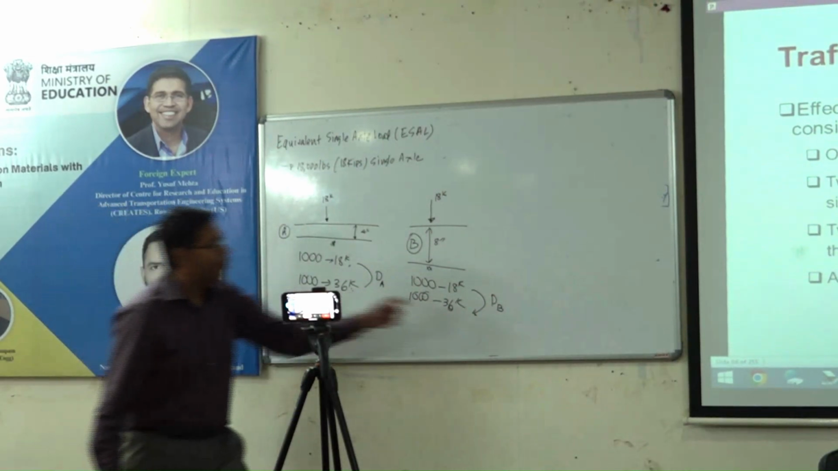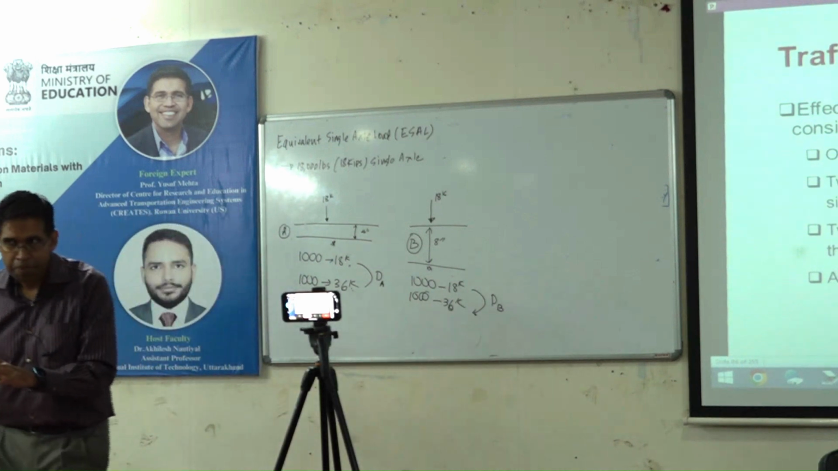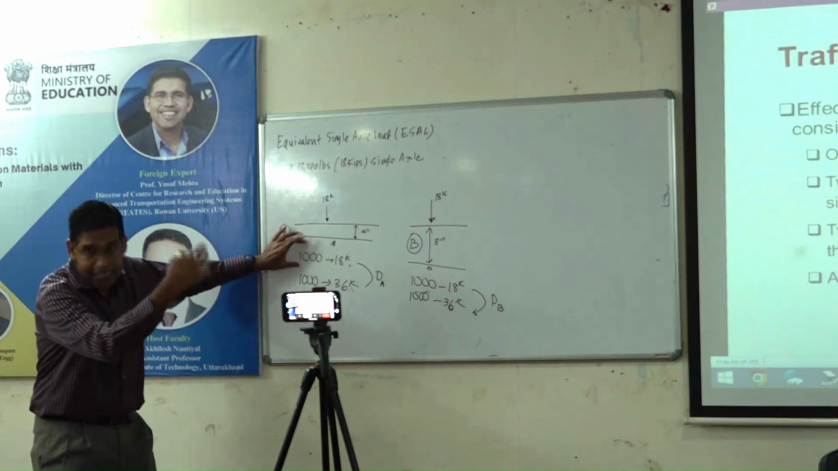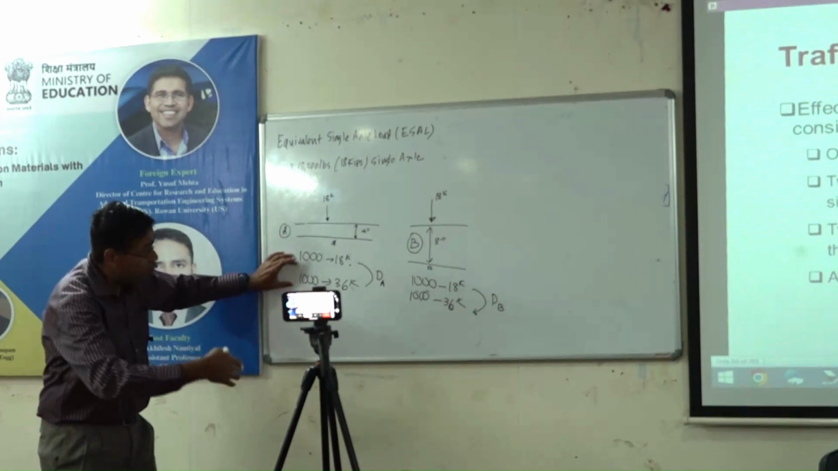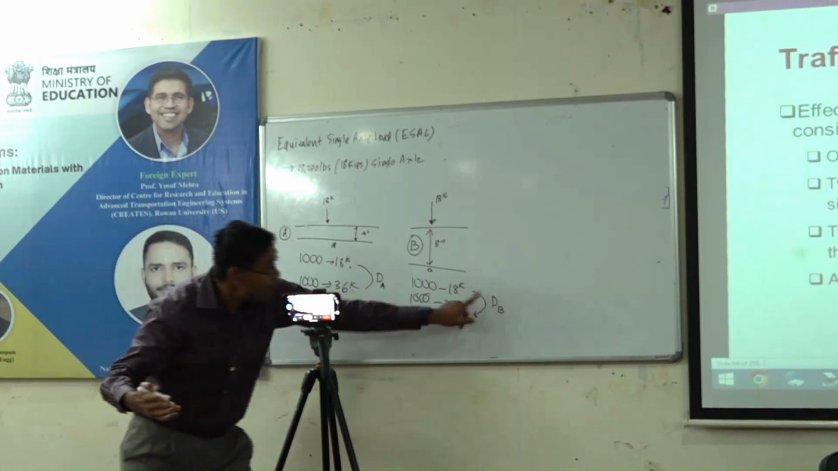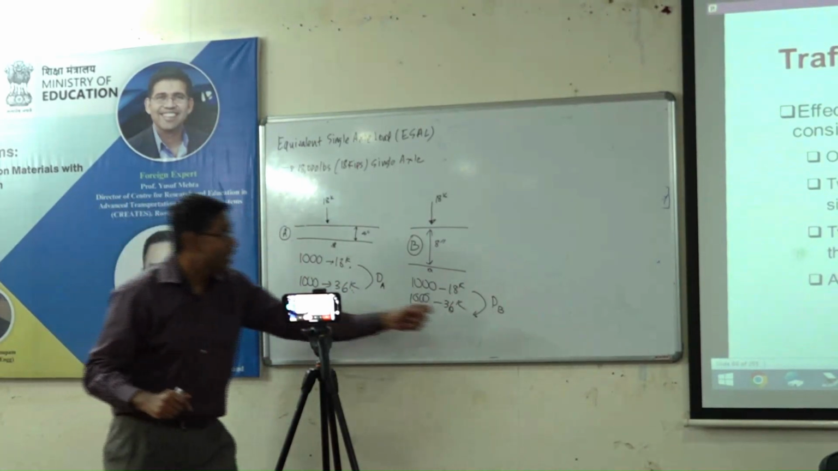Which one will be greater? Think and tell me. You understand what I'm asking? Damage caused due to 1000 passes of 18K is a certain number. Damage caused by 1000 passes of 36 is a certain number. That difference is dA. Correct? And this same difference is dB. My question is, dB is greater or dA is greater?